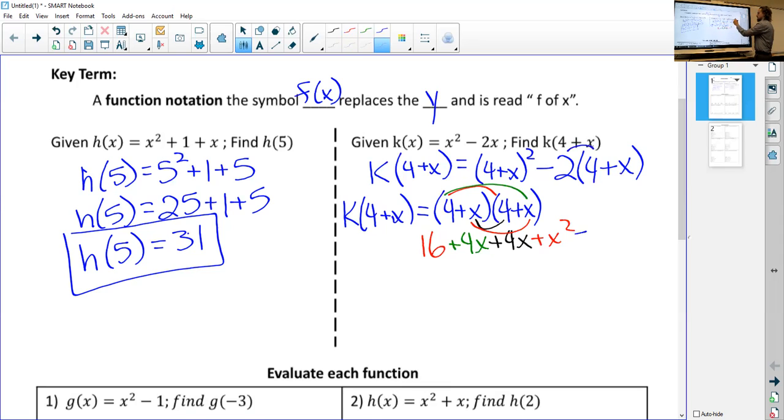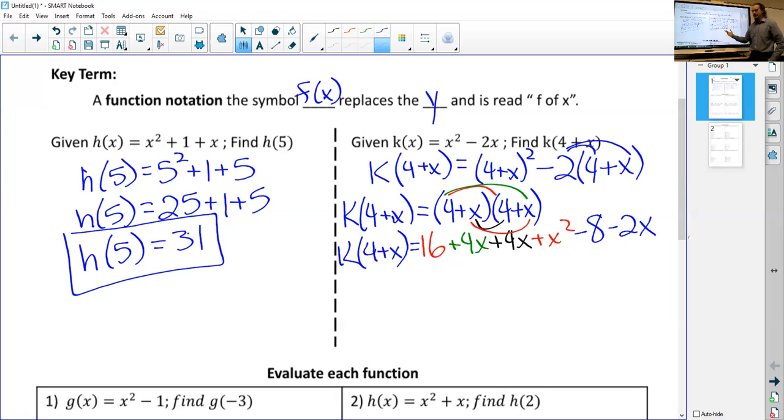So minus, so we would distribute. So negative 2 times 4 is negative 8. Negative 2 times x is negative 2x. And that whole thing is k of 4 plus x. Okay. So from here, we can't solve this, right? Because we still have x in here, and we're not going to make this recursive and go back and do it again. So we're just going to have an expression on this side. So we're solving in terms of x.